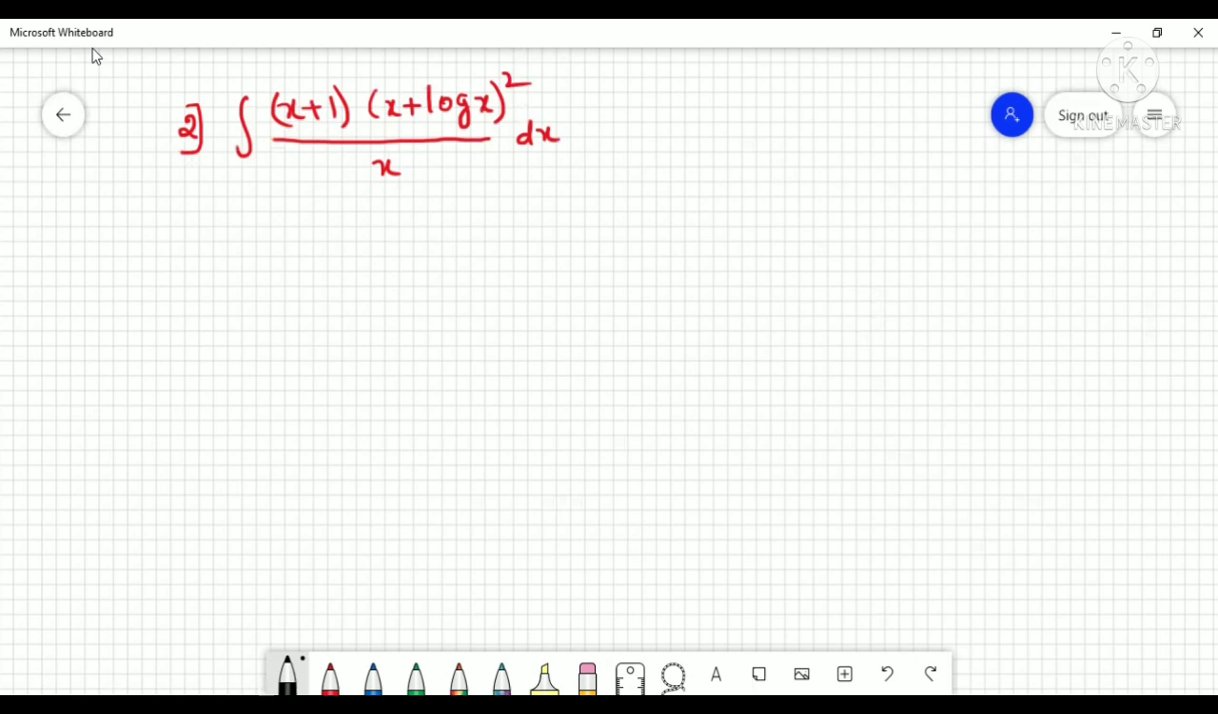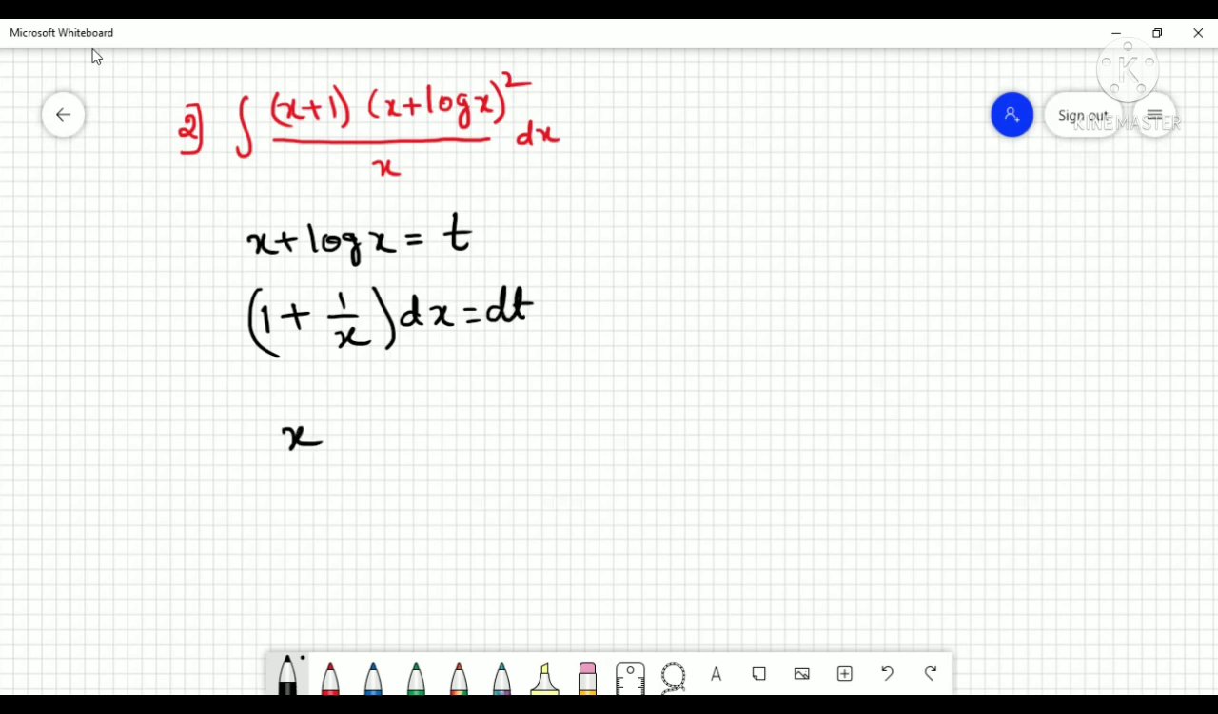Integration of x plus 1 into x plus log x whole square by x dx. We will solve this on the basis of the substitution method. First I will take x plus log x equal to t. Now differentiation of x is 1, differentiation of log x is 1 by x, so 1 plus 1 by x into dx is equal to dt. Taking the LCM x, x plus 1 by x into dx is equal to dt.